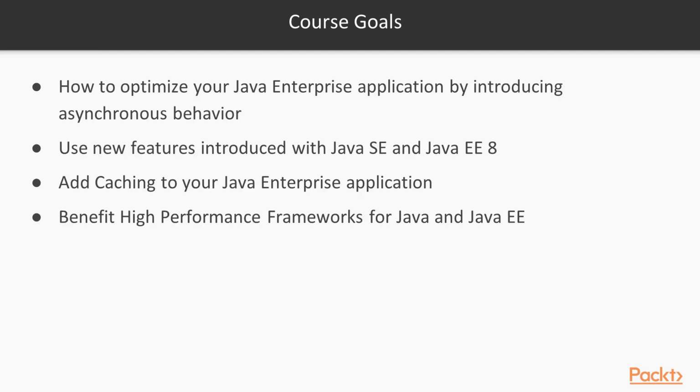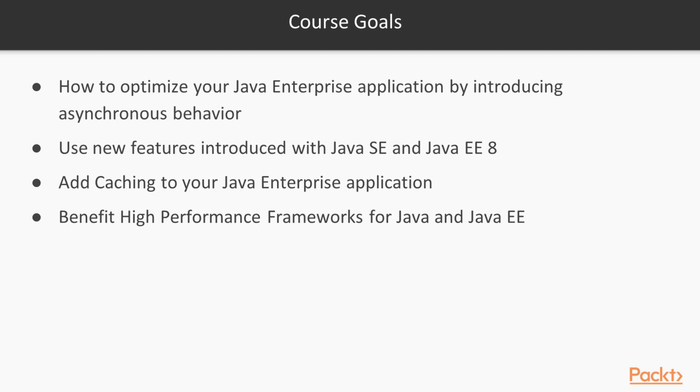The goals of the course are optimizing your Java enterprise application by introducing multi-threading and asynchronous behavior, and how to use some of the new features that were introduced both with Java SE 8, like lambdas and parallel threads, or on top of that, introduced further with Java EE 8, for example, CDI, asynchronous processing, or improved concurrency in Java EE 8.